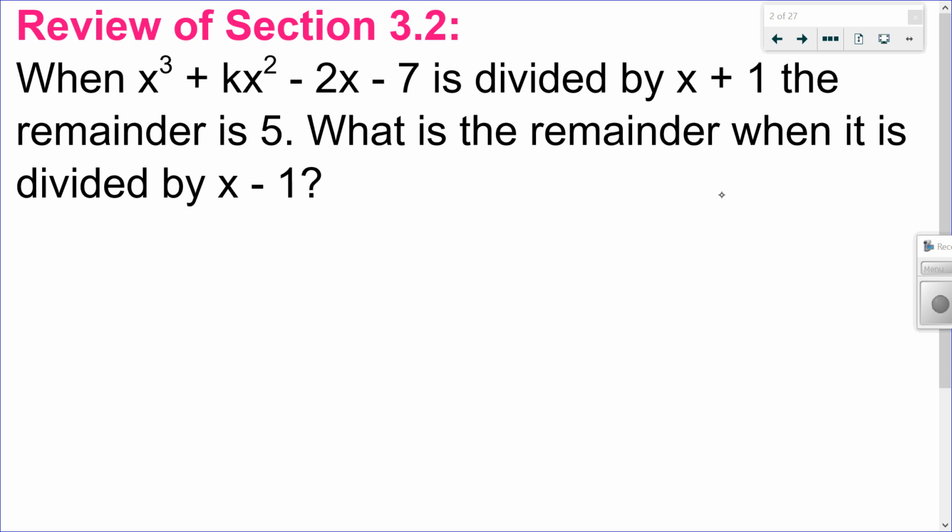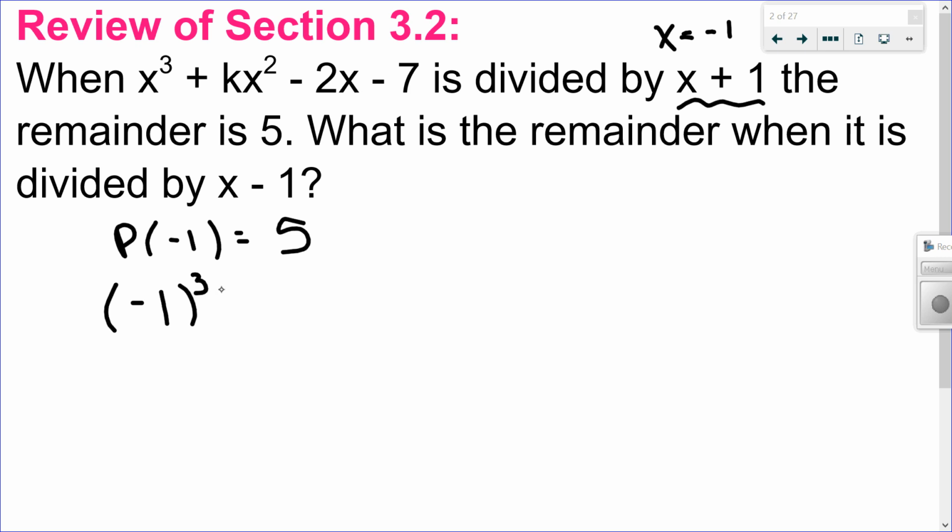Let's look at this question here. We have a cubic function, and it's divided by x plus 1, and the remainder is 5. But I want the remainder when it's divided by x minus 1. When it's divided by x plus 1, the root is negative 1. So the value of the polynomial when x is negative 1 has a remainder of 5. Let's substitute in x. So x cubed plus k times negative 1 squared minus 2 times negative 1 minus 7, and that whole thing is equal to 5.